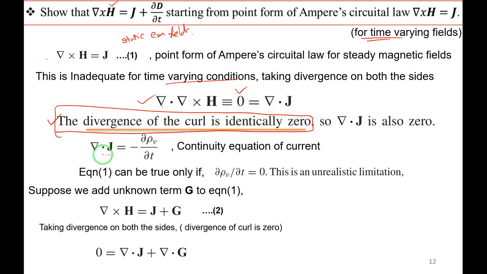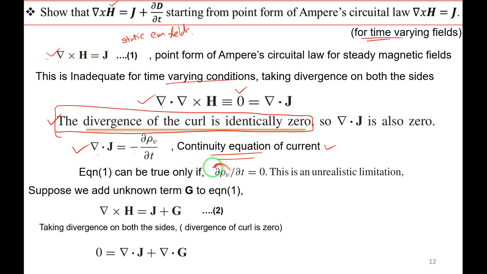Then next, what is del dot of J? From the continuity equation of current, we know that del dot of J is equal to minus dou rho v by dou t. This is the point form of the continuity equation of current, which we have studied in the previous chapters. But del dot J is 0 here, and from the continuity equation del dot J is equal to minus dou rho v by dou t. As per this, dou rho v by dou t should be made 0 so that del cross H equal to J holds good, right?